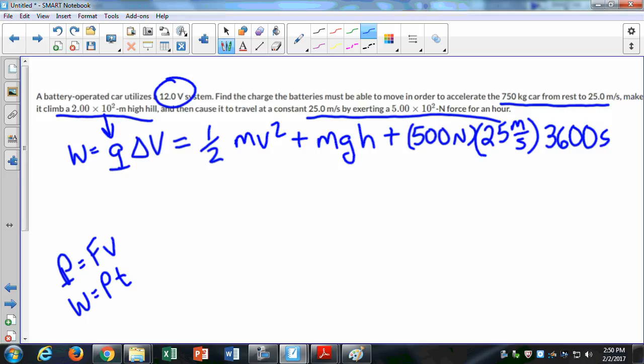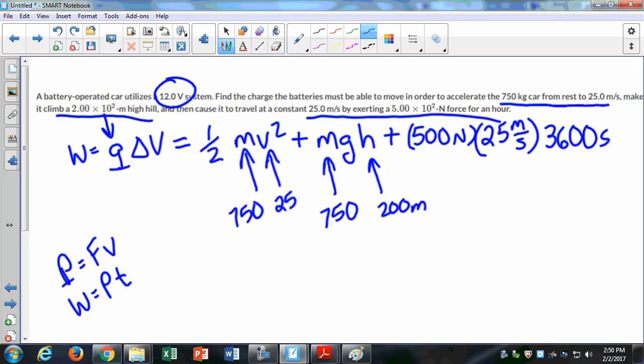Now, those three terms, all added up, are going to give you the total mechanical energy. And all that mechanical energy has to come from that battery for this to work. We know the mass of the car? Yeah, we do. It's 750 kilograms, so each of these are 750. And the speed of the car, we're told, is 25 meters per second. You know g, of course. h is 200 meters. And that's it. Delta V is 12.